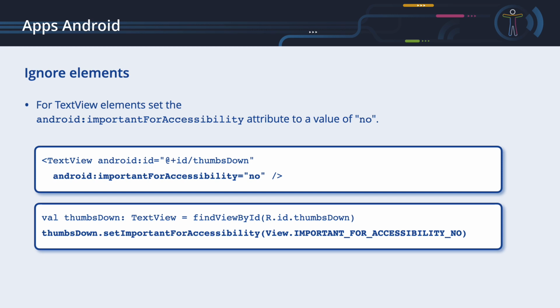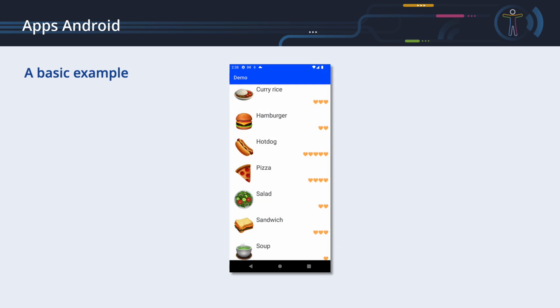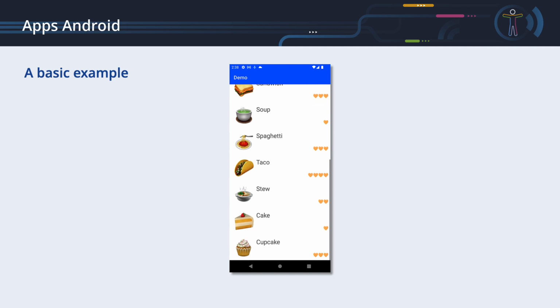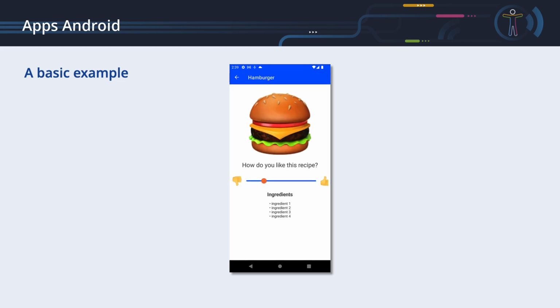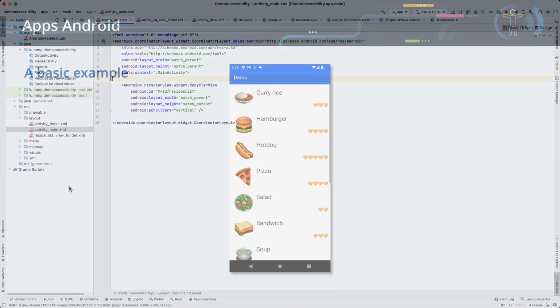Android offers many more possibilities for improving accessibility. For a better understanding, we will use an example. A basic example. Here we have a little demo app. It shows a table of recipes. Each cell shows an image, a title, and an evaluation indicator shown using a set of hearts. Once we touch a cell, we see the name of the recipe, shown using its title and a slider. We can use the slider to mark how much we like a recipe.